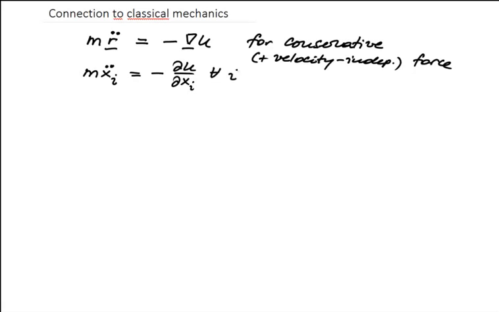I can work on this a little more. I can say the left-hand side, that's the time derivative of the momentum, which is m xi dot. And then I take the right-hand side, I move that to the left-hand side, so I add the partial dU over dxi, and this must be equal to 0.